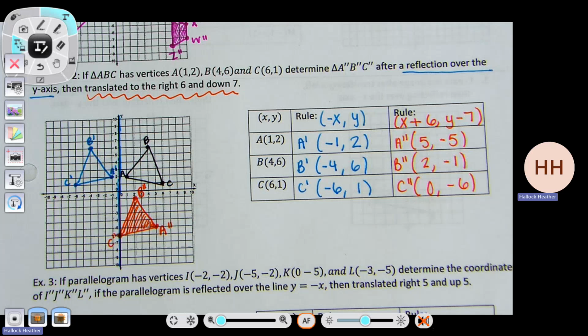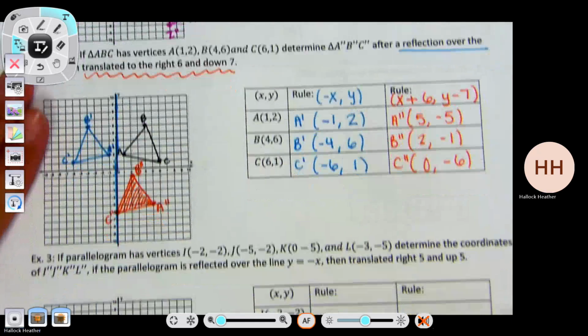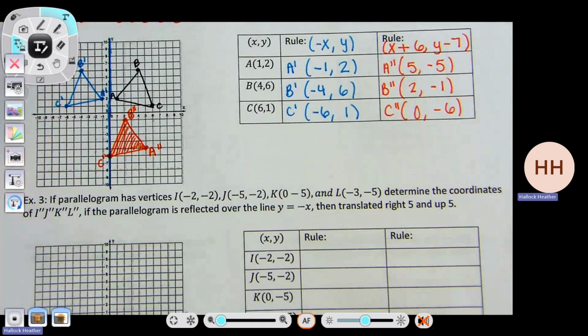And then the last one we're doing together is 3. So take a second, you're going to plot your original points, exactly the same thing. For this one, A double prime should be at 5, -5, B double prime should be at 2, -1, and C double prime should be at 0, -6. So take a second, plot your original. This is a parallelogram, so it's going to look like a rectangle, but it's like a little crooked.